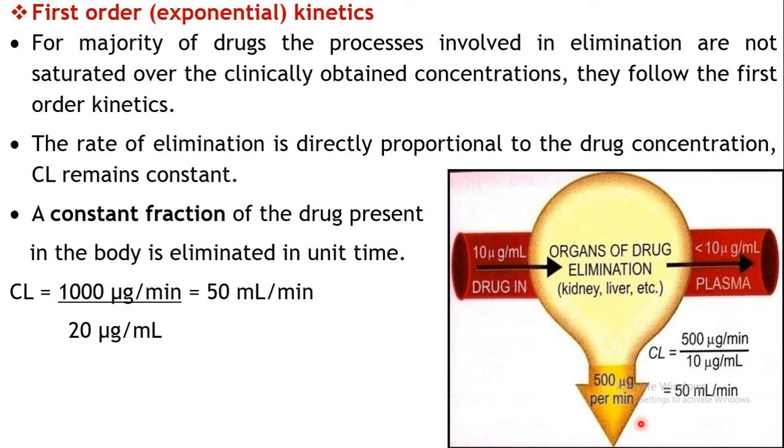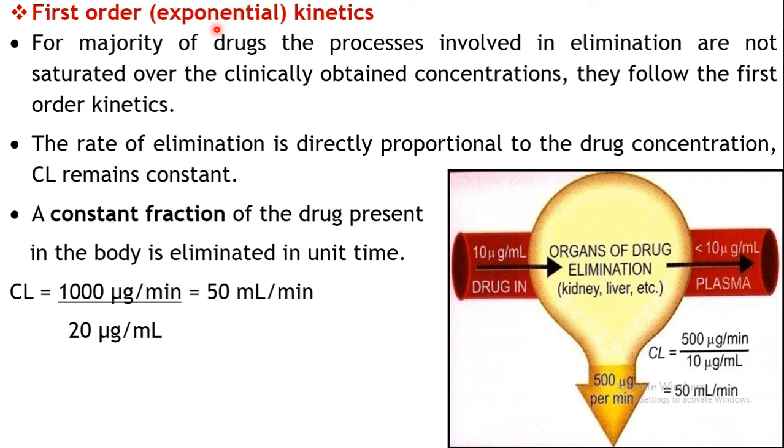Now let us see what happens to your clearance depending upon the kinetics of elimination. What kinetics is that particular elimination following? Whether it is an exponential kinetics or whether it is a linear kinetics. You all must be aware of what are first order reactions, first order kinetics and the zero order kinetics. In case of first order kinetics, what happens? It is exponential kinetics, meaning the rate of elimination will change as per the change in the plasma concentration.